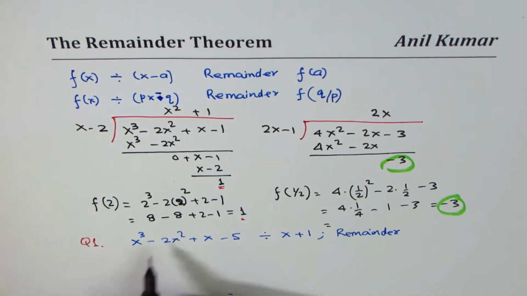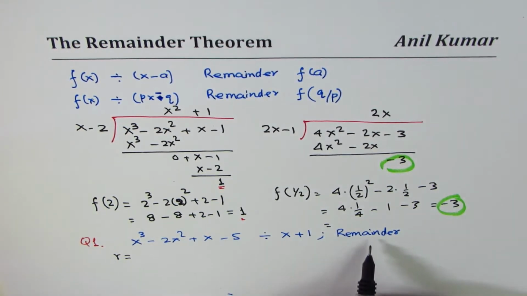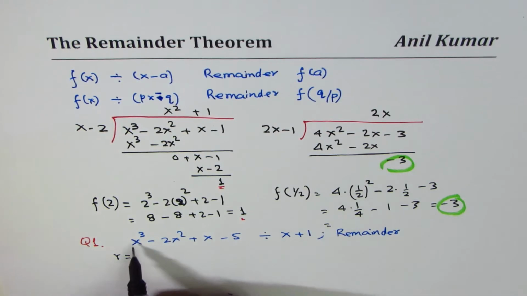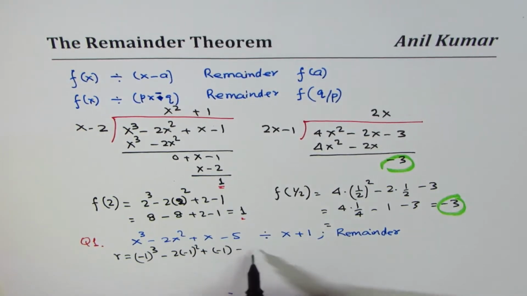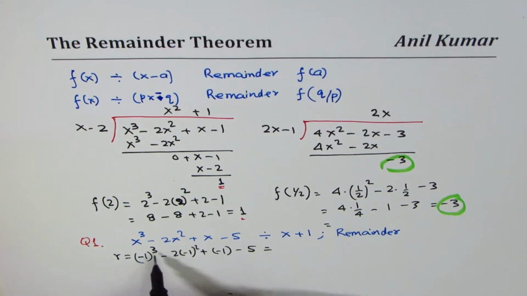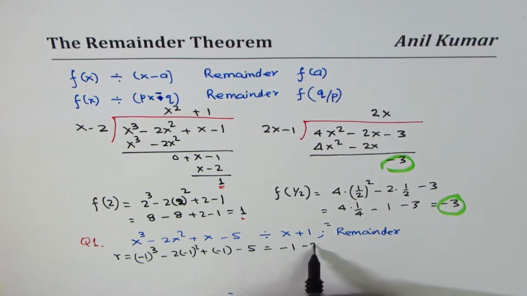Substitute minus 1 here, right? To find the remainder, you can say the remainder is equal to the value of this function when x is minus 1. So we substitute minus 1 for x: x cubed minus 2 times minus 1 squared plus minus 1 minus 5, right? Minus 1 cubed is minus 1. That makes it positive, so you get minus 2.